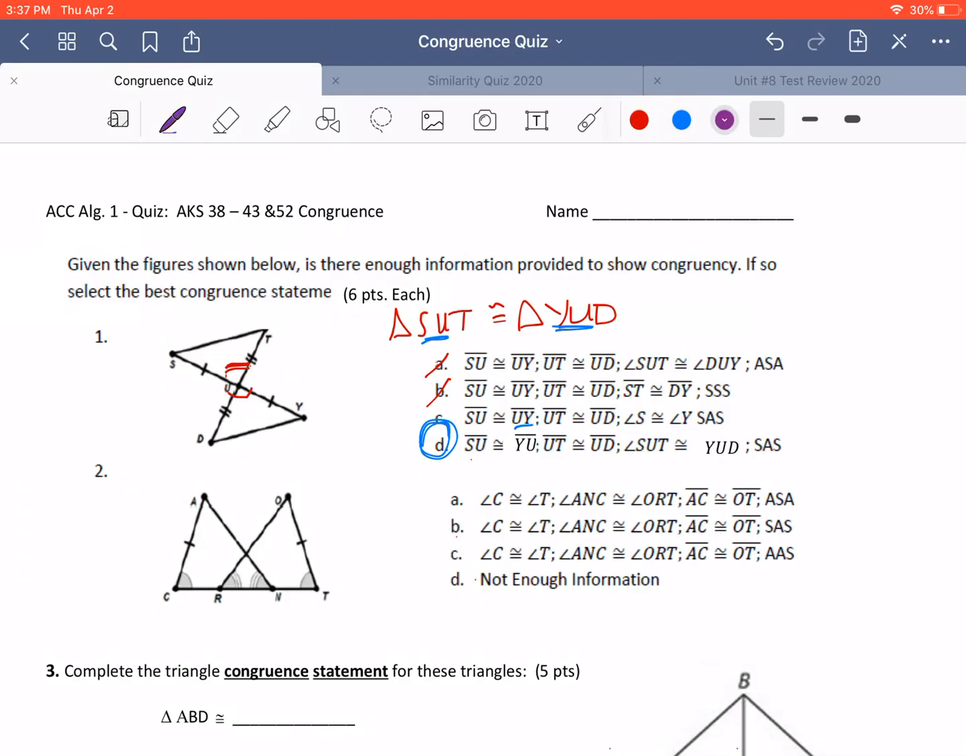If you look at number 2, you have 2 corresponding congruent angles and 1 corresponding congruent side, meaning it's going to be angle, angle, side. It's not going to be angle, side, angle because order matters, okay? So the only answer choice that it can be is C. There is enough information because I know they're congruent by the angle, angle, side postulate. There's no other answer choice that has that postulate, so I don't even need to check the statements.